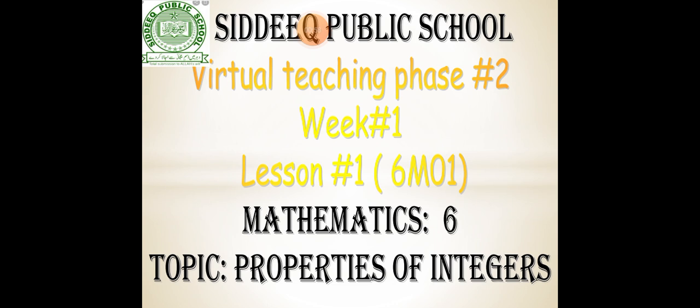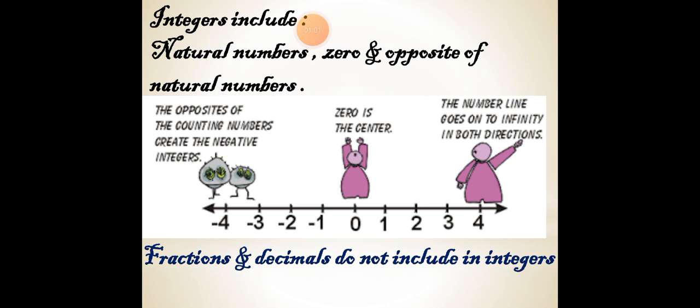So we're gonna do properties of integers today. Integers include natural numbers, zero, and opposite of natural numbers. So this is what integers include. They include the natural numbers, like the numbers that start from 1, 2, and so on, and zero, simple zero. And then opposite of natural number means that if our natural number is 1, the opposite of natural number is -1.